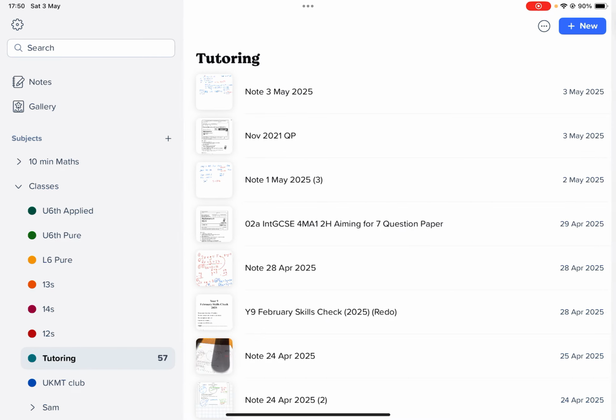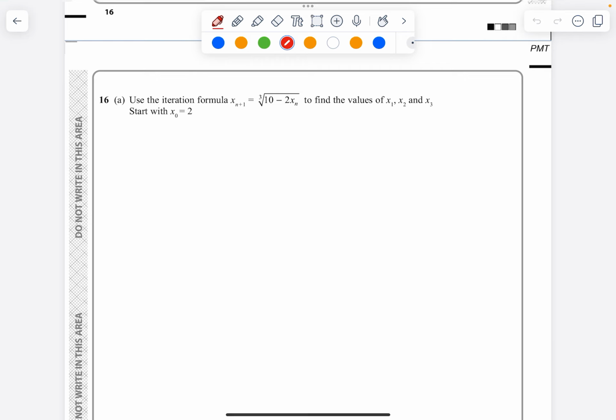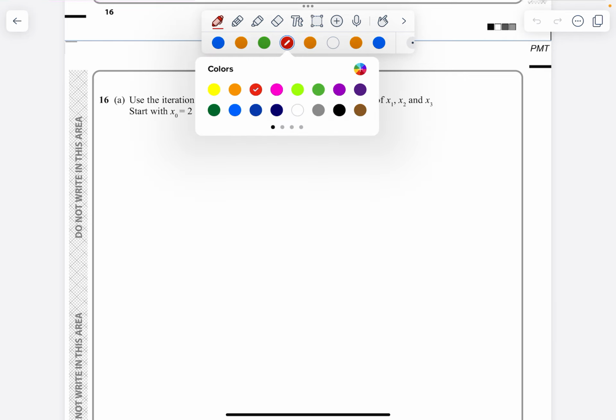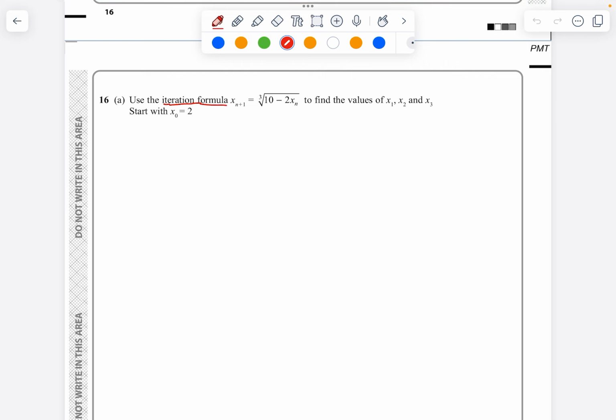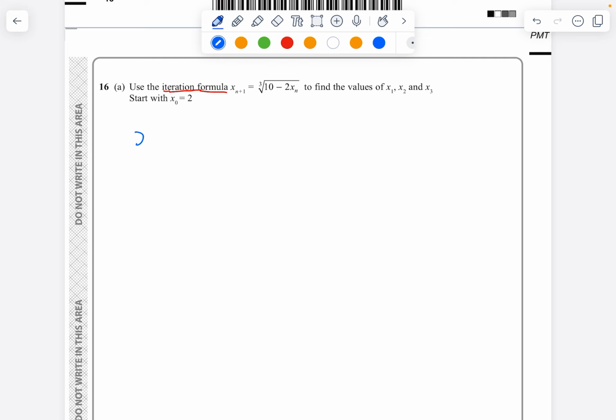Right, now what do exam questions look like? Here's an exam question. It says we have the iteration formula, which tells us that this is an iteration question. So xn plus 1 is the cube root of 10 minus 2xn. Find the values of x1, x2, x3, starting with x0 equal to 2. So we want x1, we want x2, we want x3. Okay, so we do the same thing with the calculator. We put 2, press the equals button, and then we do the cube root of 10 minus 2 times answer. So replacing xn with answer.